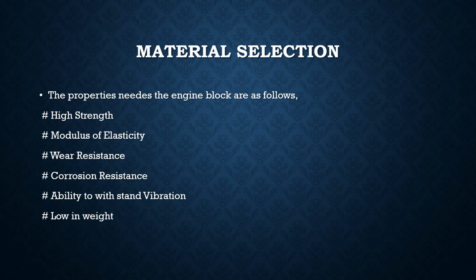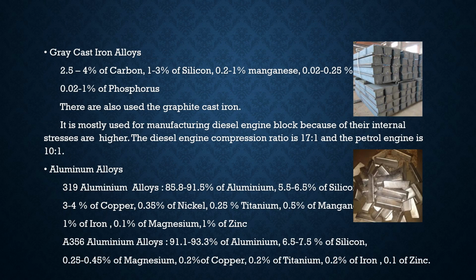Now, selection of the material. The selection of the material depends upon the properties needed for the engine block. These properties are high strength, modulus of elasticity, wear resistance, corrosion resistance, ability to withstand vibration, and low weight. In previous years, the engine block was made of cast iron, but cast iron is high in weight. So nowadays the engine block is started to be made with aluminum alloys. It is more popular due to its low weight, but mostly within petrol engines.